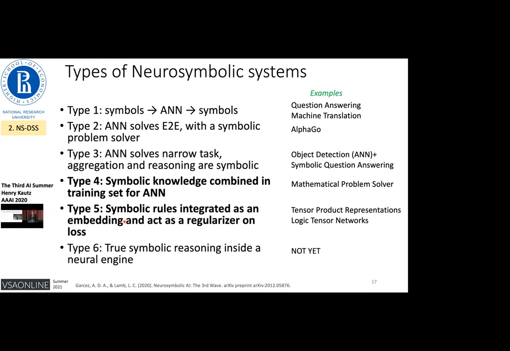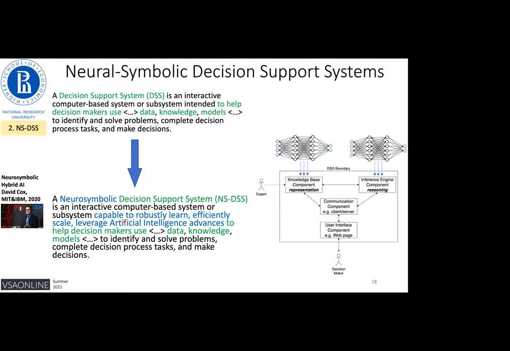Nevertheless, we proceed to the definition of a neurosymbolic decision support system. We're taking the same definition as before, and now I'm just highlighting what I think a neurosymbolic decision support system is. From my understanding, a neurosymbolic DSS is capable of robustly learning, efficiently scaling, and leveraging artificial intelligence advances. And of course, it is a decision support system, so it continues to help decision makers to make decisions by using those key elements. And here I'm also referring to the great talk from David Cox that was given last year, about neural symbolic hybrid AI and the current state of the art.